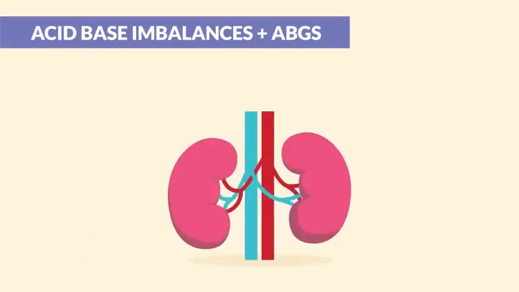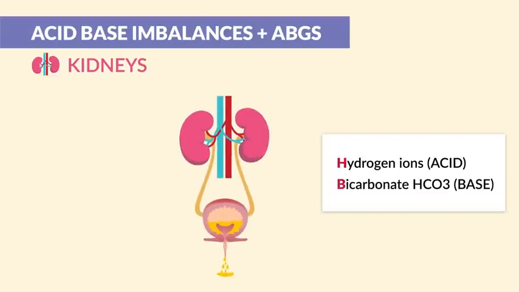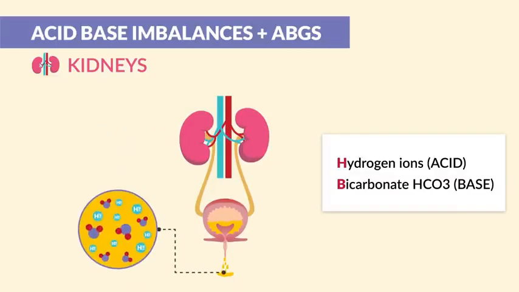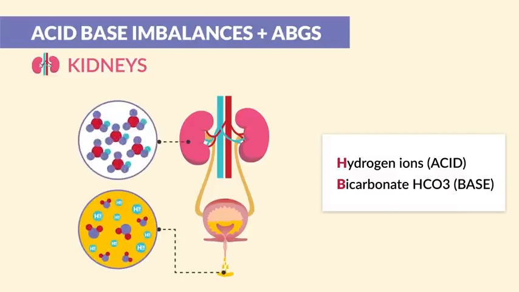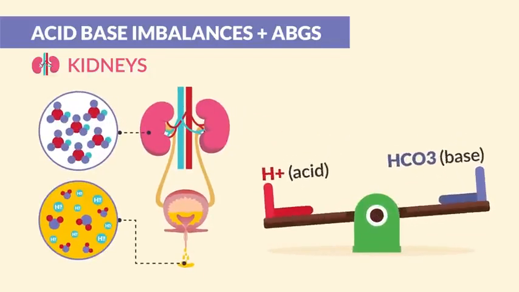Now on the other side of things, the kidneys control two key players here. Hydrogen ions and bicarb, HCO3. The kidneys regulate this acid-base imbalance by excreting more acid into the urine and retaining more base, bicarb. Kind of like a teeter-totter or a seesaw here.